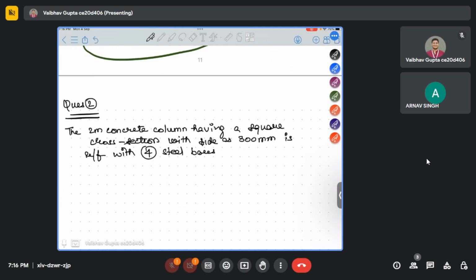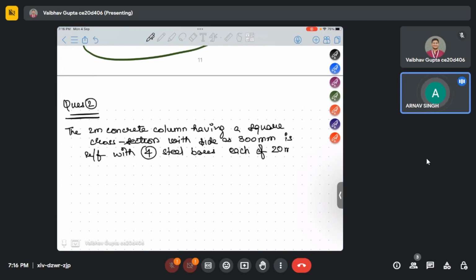Each of 20 mm dia. Sir, this is a column of size 300 mm, a concrete column. It's a square. The cross section reinforcement is steel, 4 steel bars, each of 20 mm dia.